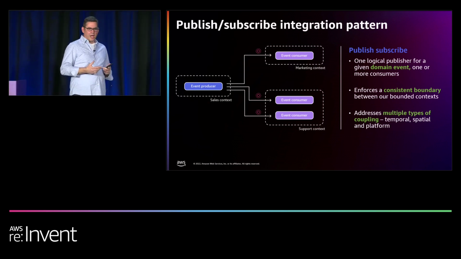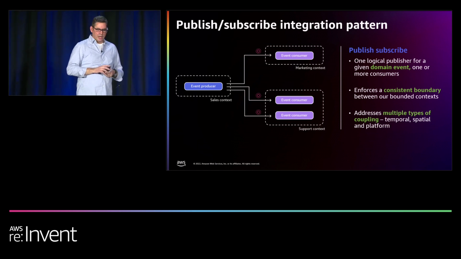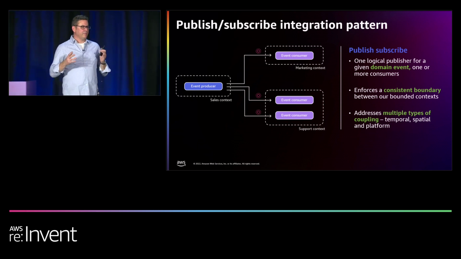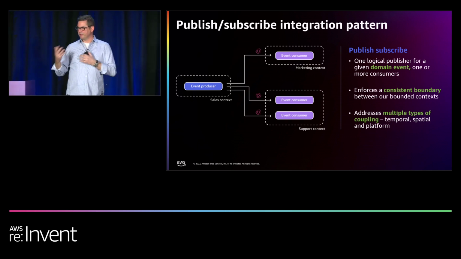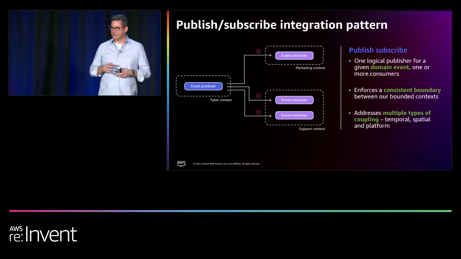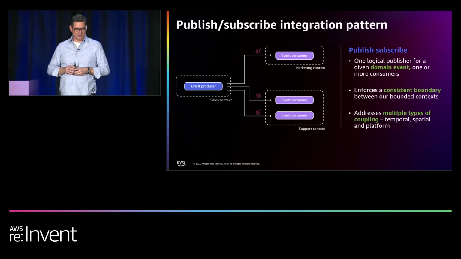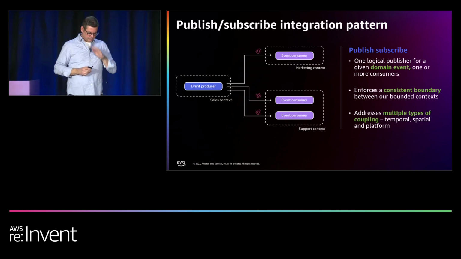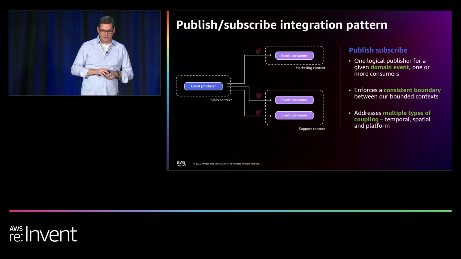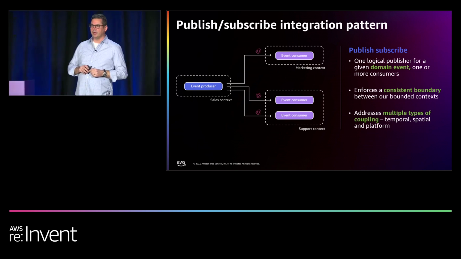So in publish-subscribe architectures, that's effectively what we're trying to implement with EventBridge. And in this pattern, the event is the primary means of integration. Now, you could have multiple logical publishers of an event that may or may not be executing and publishing events across different execution environments, but logically, they're all the same event. And you can have one or more event consumers. And in this architecture, there are no point-to-point connections between system boundaries. And this helps us address the multiple forms of coupling that we saw earlier.